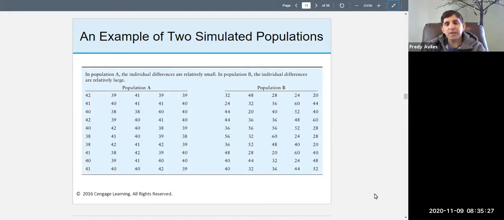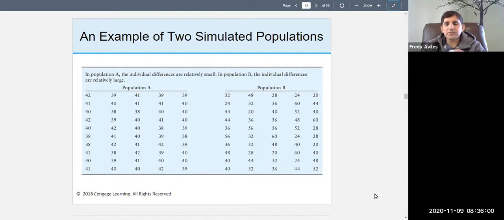Now, population B is a population with more variation in the scores. It's a lot more variation. The lowest score I can see is a 20. I don't know if there's anything lower than that. And the highest score I see is a 60. I don't know if there's something higher than that, but there's a lot more variation. From 20 to 60 is a difference of 40 points, and in population A, it's a difference of 4 points. So population B has like 10 times more variation in the scores.